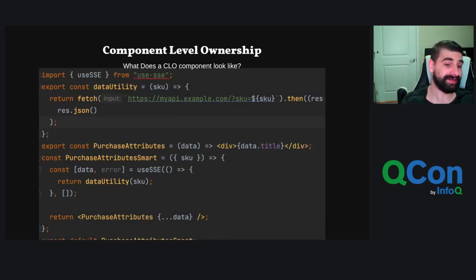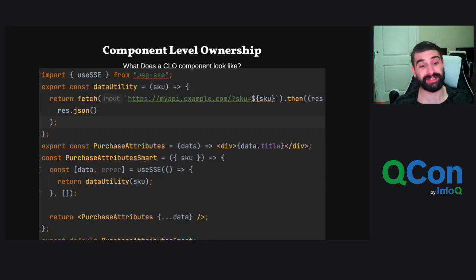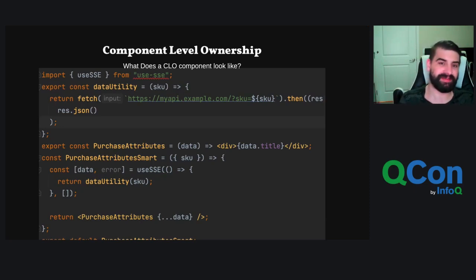If we drill in, let's see what component level ownership actually looks like on a component itself. So in here you can see I've got the 3 export rule in place. The first thing that I expose here is the data utility. It accepts one argument, which is the product ID, and it can go out, fetch the product data, and return it as JSON. The second thing that I'm going to expose here is the actual purchase attributes component itself, but the dumb component. What that one expects is you give it props and it will render.